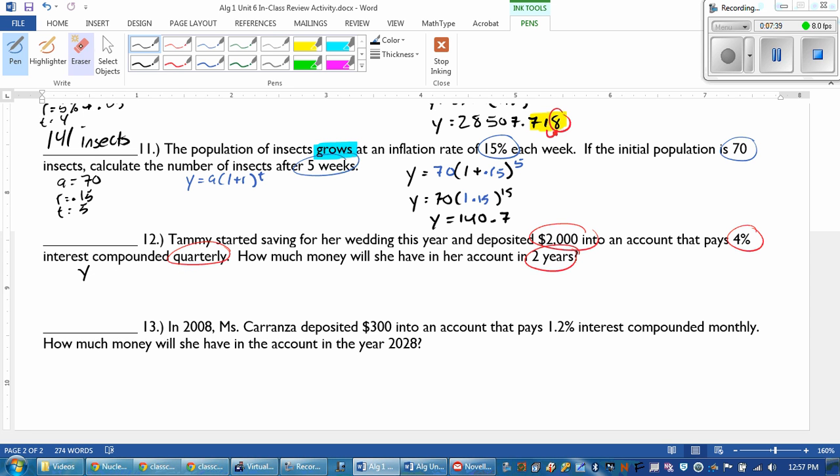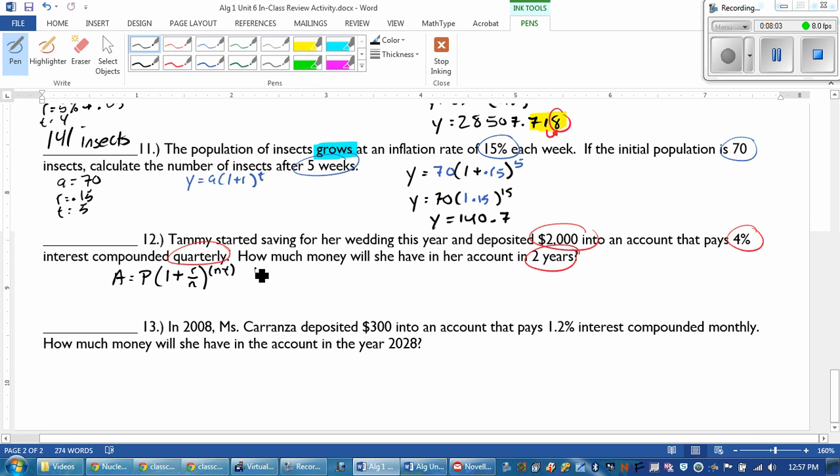Not y. I always think it's y. This one is actually A. So A equals the principal, and we do 1 plus our rate divided by the number of times it's compounded, all raised to the number of times it's compounded times t.